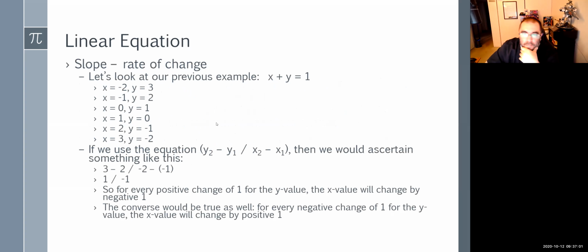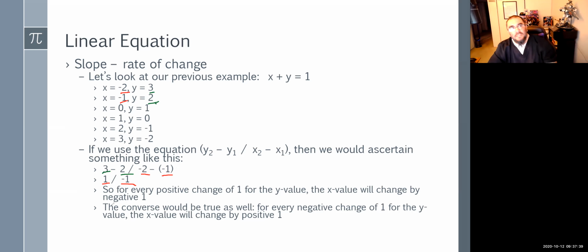So let's look at our previous example here, right? We have our numbers, x plus y equals 1. If we plug in that slope formula, we'd ascertain something like this. For every time that y goes up by 1, this is what this is saying right here. So we plugged in 2 different y points, and then 2 different x points. When we did that, we find out that for every positive change of 1 in y, we get a negative change of 1 in x.